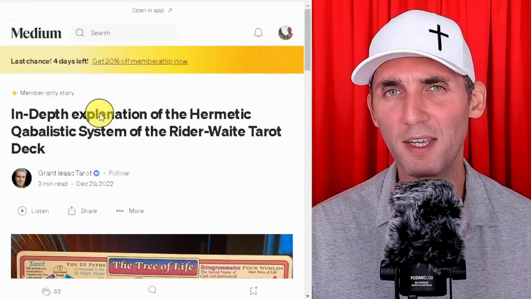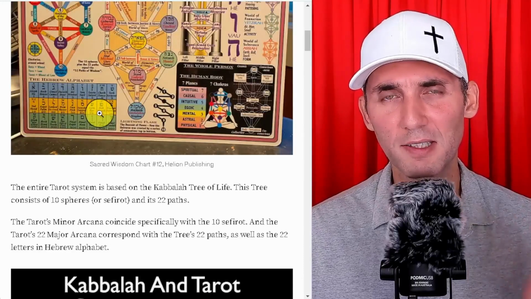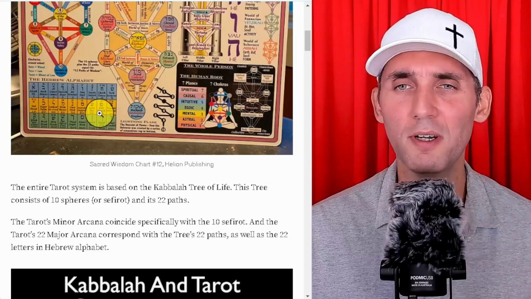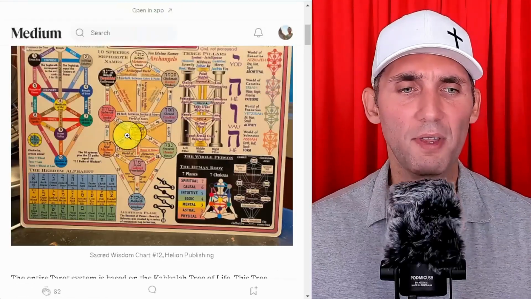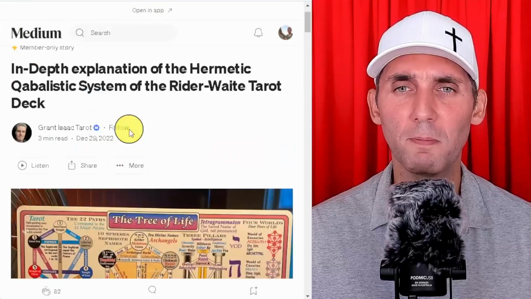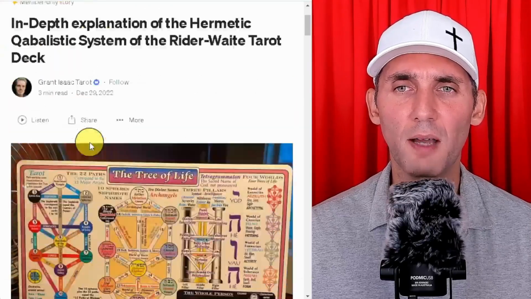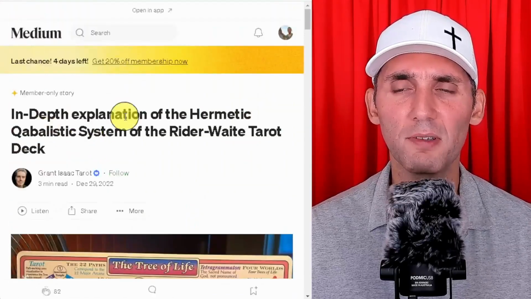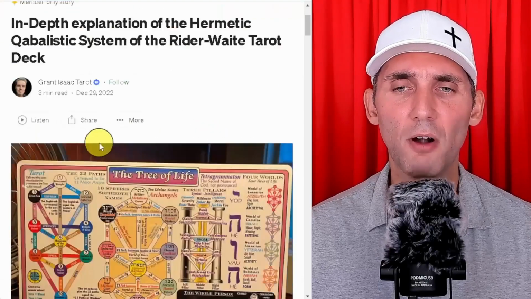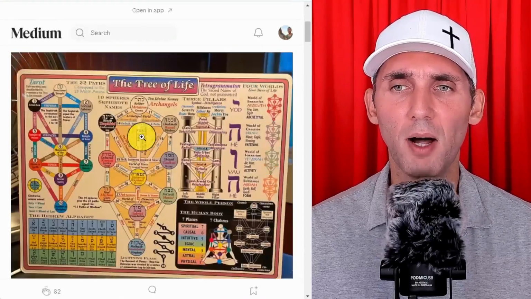So now remember, when it has the Leningrad Codex on the front, and on the front of the Masoretic text, it's got that giant 6-pointed star with all these little characters on it. Well, now you know what it is. It's a magical amulet. This is from a Medium article by a man named Grant Isaac, an occultist, but I wanted to show you what the point here is. It's an in-depth explanation of the Hermetic kabbalistic system of the Rider-Waite tarot deck. So this is an article depicting a very in-depth thing that they do with Kabbalah and the occult.